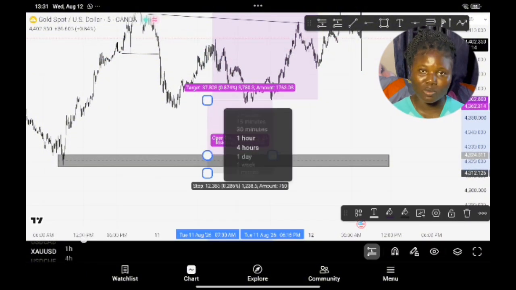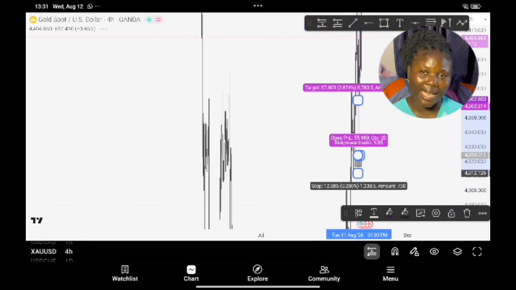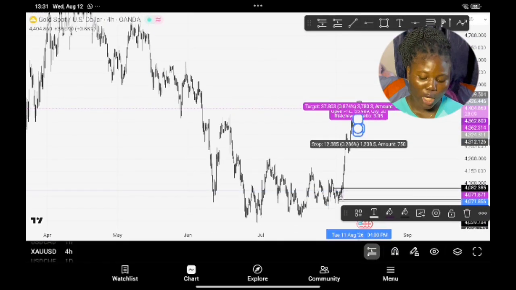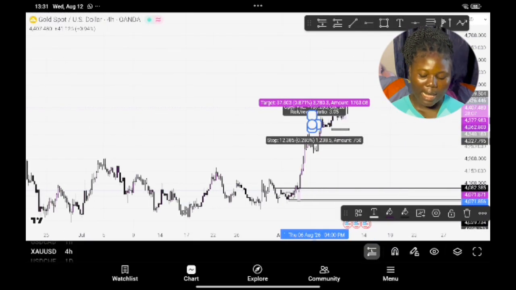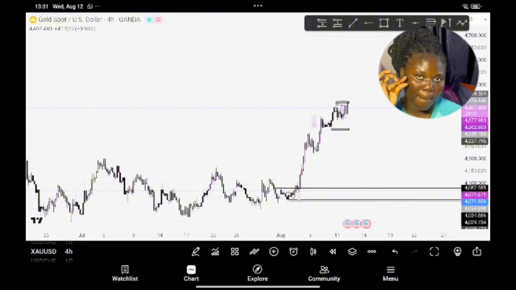So now this is the small order block in a lower time frame. So if your order block is too big, go to your what? To your lower time frame and take a smaller order block.